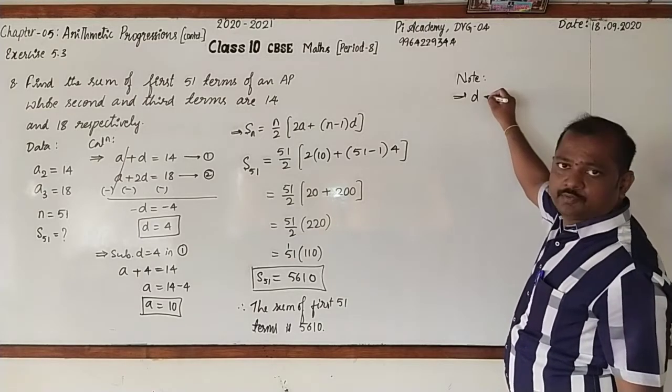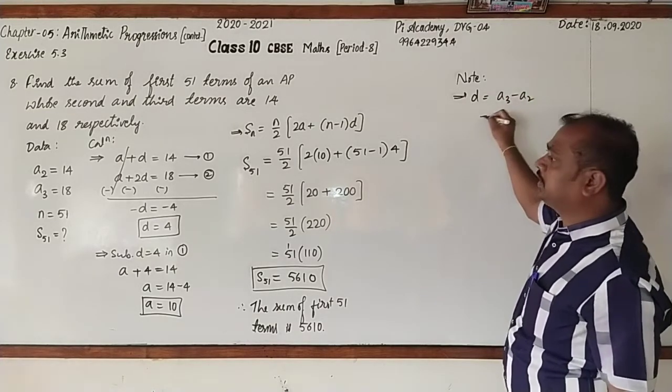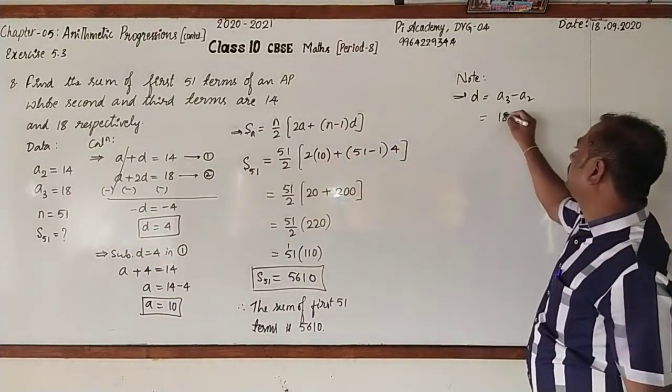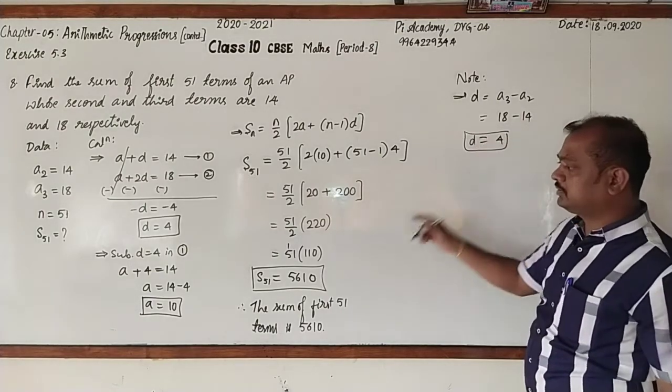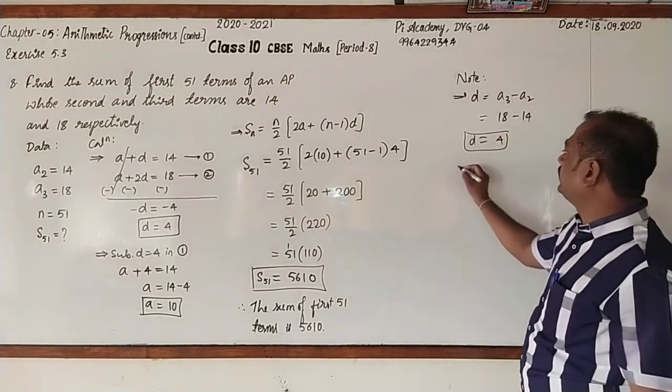It is the common difference. D is equal to A3 minus A2. A3 is how much? It is 18. A2 is 14. D is 4. See, we got the same. D is 4. Next we want A. How do you find out A?